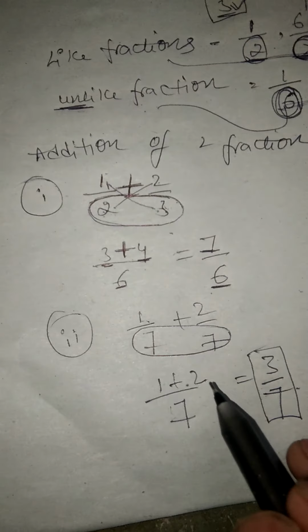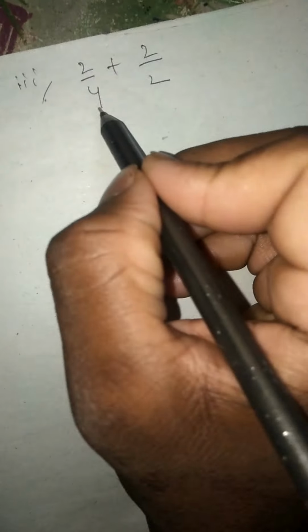This is the second method in addition of two fractions. And the last method, the third method, that is 2 by 4 plus 2 by 2. Now comes to the denominators. These two come in the 2 table, so we have to do LCM for this. 4, 2. These two numbers come in the 2 table, so how to do the LCM with 2.